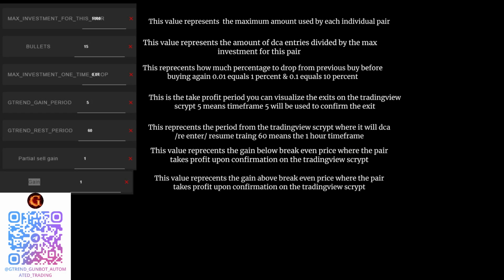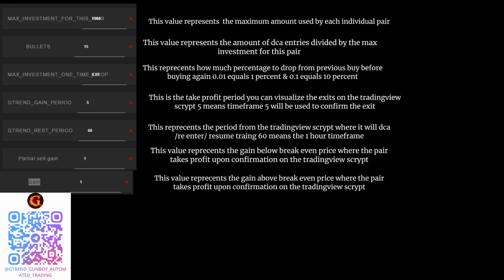Now we also have Gtrend gain period. The gain period is defined by the TradingView script, so you can visualize exactly where it will be taking profits. Right here, we're using the 5-minute time frame. This means you set the TradingView script to the 5-minute time frame, so you can visualize where it will be taking profits, depending, of course, on your gain. You can use 5-minute, you can use the weekly chart, you can use the daily chart, or any time frame available.